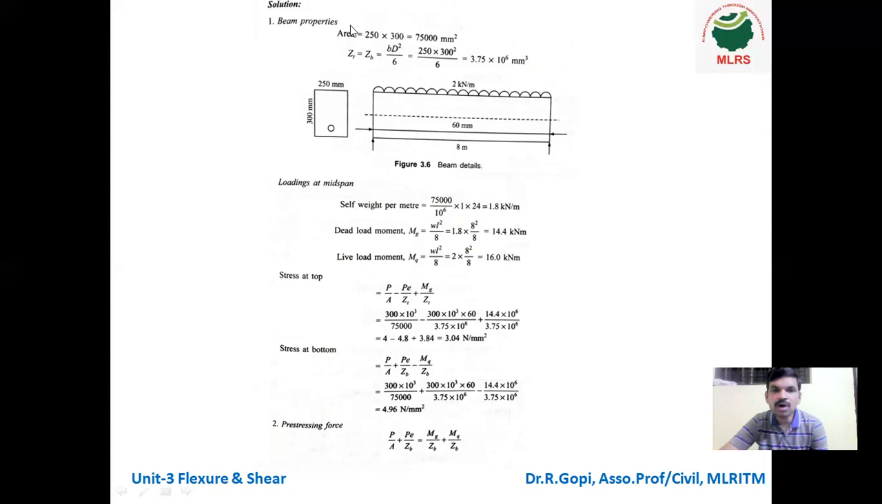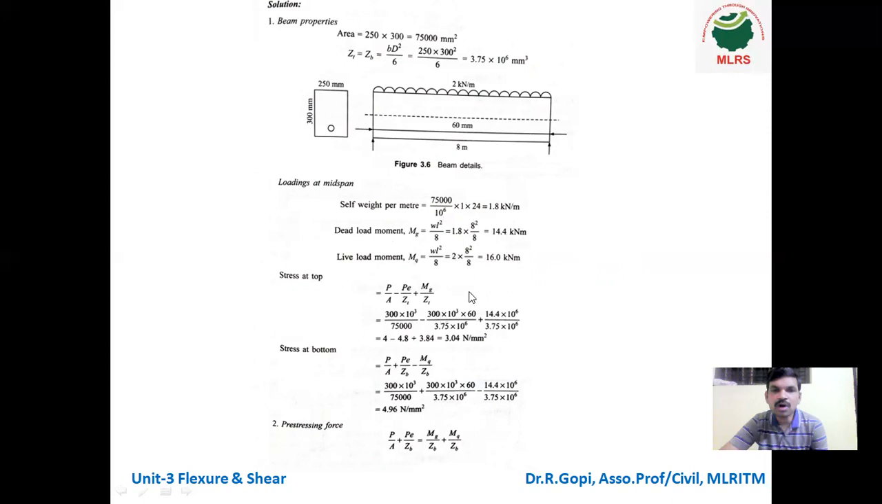Okay. So area they calculated in terms of mm square. So convert mm square into meter square. For that, divide by 10 power 6 and multiply by 24. Okay. Next, dead load moment, WL square by 8, it is 14.4. And the live load moment, it is 16 kilonewton meter. So live load is given in the question.